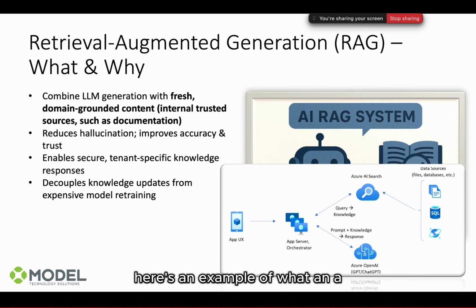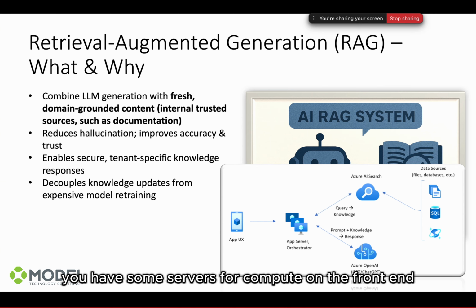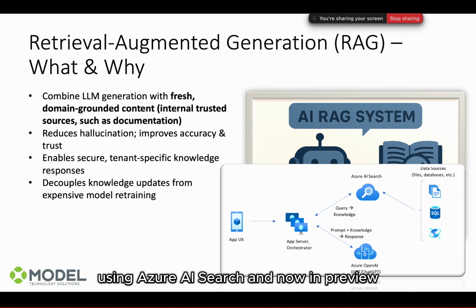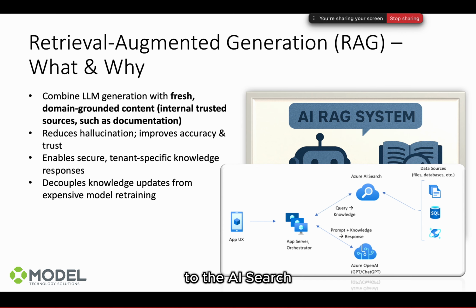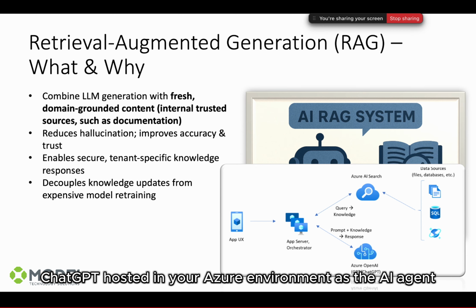Here's an example of what a RAG system could look like in Azure. You have some servers for compute on the front end using Azure AI Search, and now in preview you can actually wire up SharePoint libraries to the AI Search. And then you can use Azure OpenAI, which is essentially GPT, ChatGPT, hosted in your Azure environment as the AI agent.